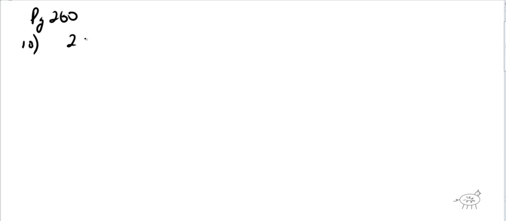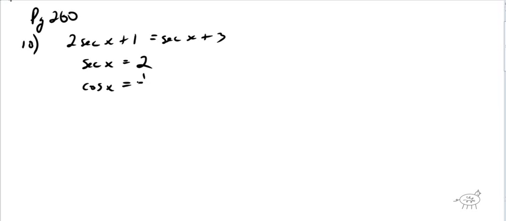We have 2 secant of x plus 1 equals secant of x plus 3. So I'm just going to move everything to one side here. If I subtract secant, I get secant of x. Move the 1 over, and I get a 2. I'm not really good with secant, so I'm going to change this to cosine of x, and this is just a ratio. So cosine of x equals 1/2. That's pretty easy now.